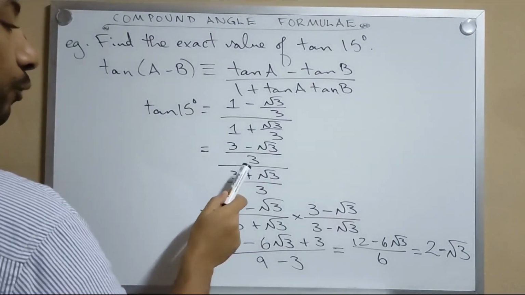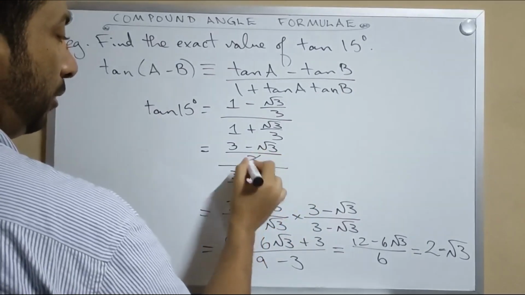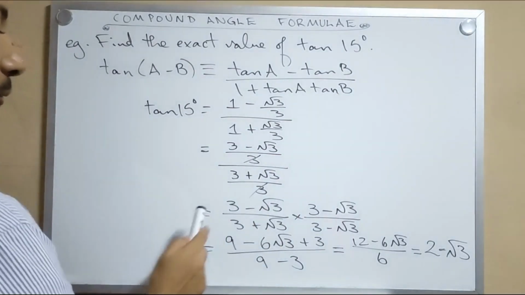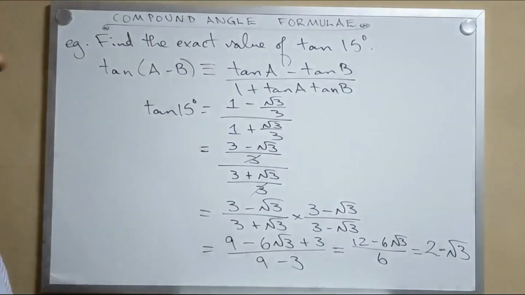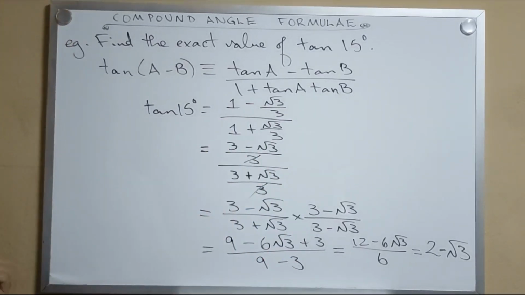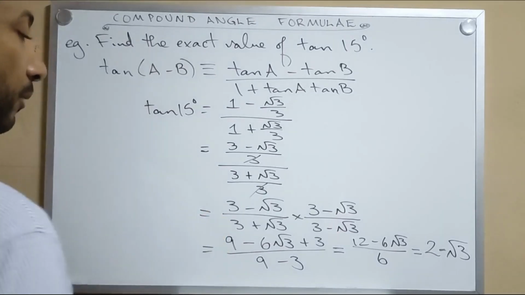So that would be 3 plus root 3 all over 3. Here, the denominators of 3 would cancel. So we're left with 3 minus root 3 over 3 plus root 3. So we don't want to have any surds in our denominator. Therefore, we must rationalize the denominator by multiplying by the conjugate of the denominator.